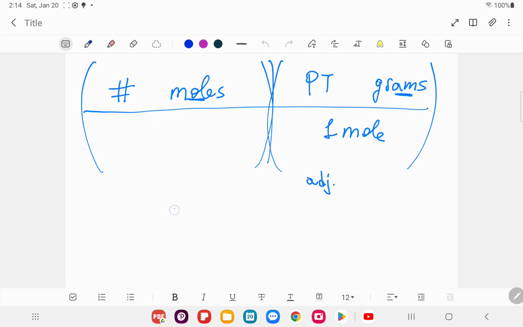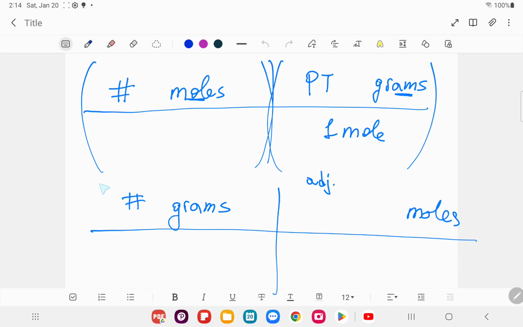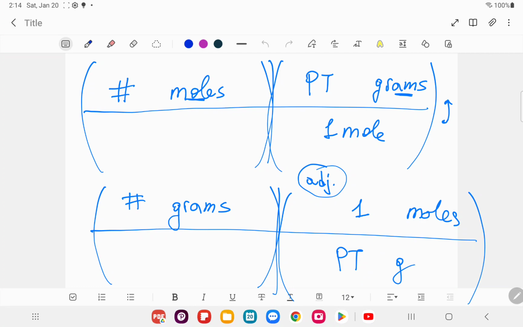If instead I give you grams, the number of grams now I'm giving you, and I want the number of moles, you will still do the cross, which means still this fraction multiplied by this fraction. This is still the adjustment, and this is 1 mole, so you have to flip this fraction here. 1 mole is a certain periodic table number of grams. So this is if I want to go from moles to grams, and this is if I want to go from grams to moles.